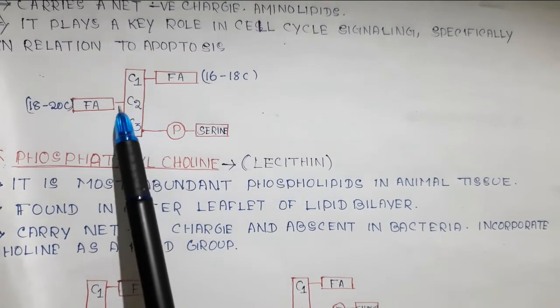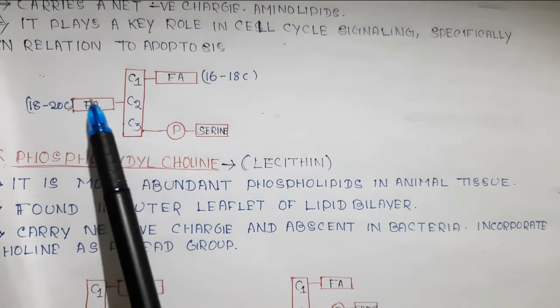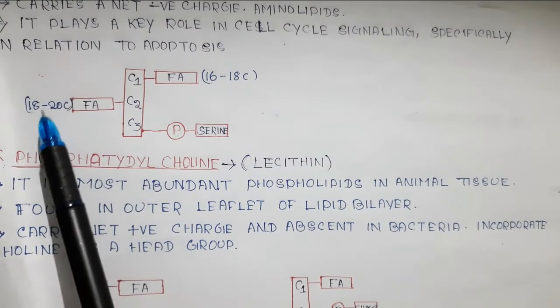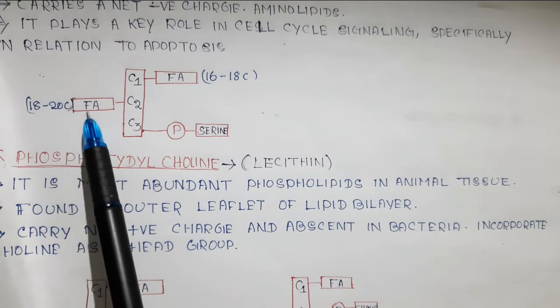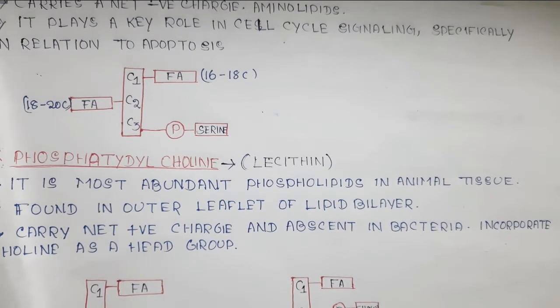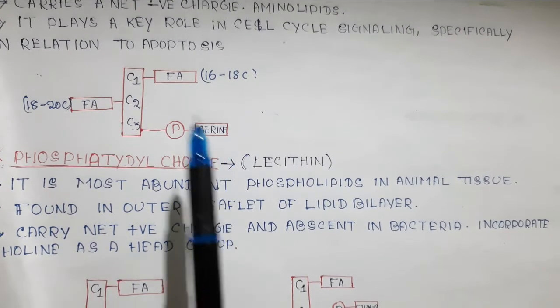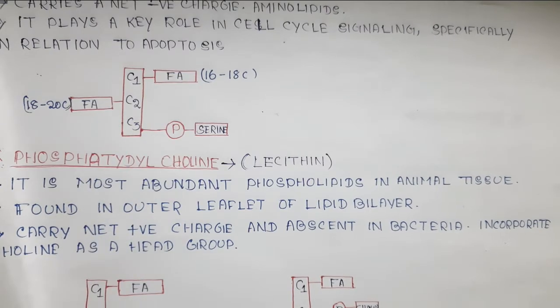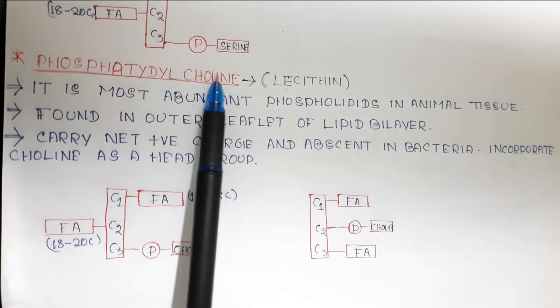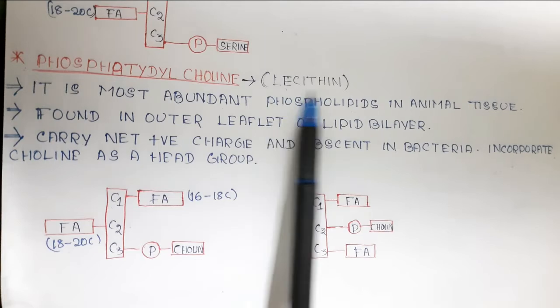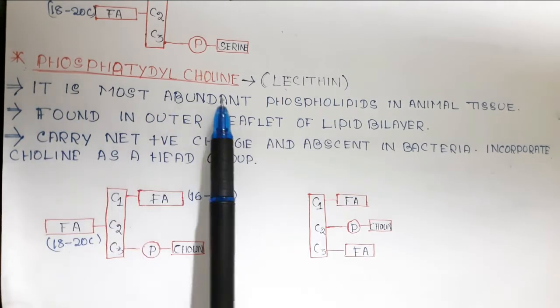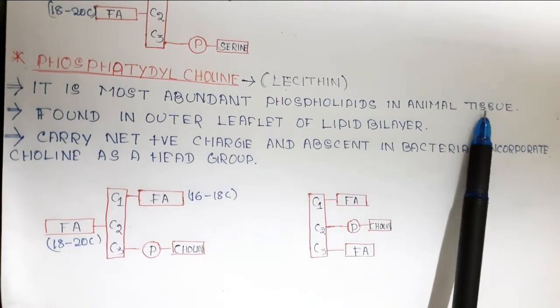If we look at carbon number 2, it is attached to a fatty acid which is 18 to 20 carbons long, and it is unsaturated. The bond here is an ester bond. Now we will see phosphatidyl choline. It is also known as lecithin. It is the most abundant phospholipid in animal tissue.